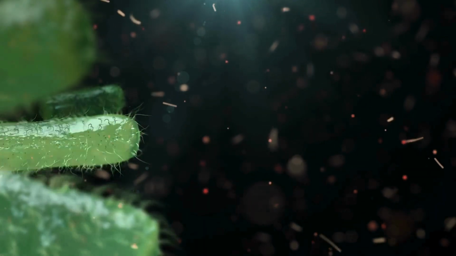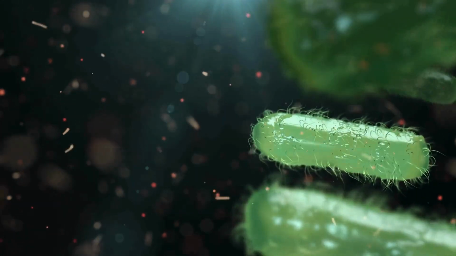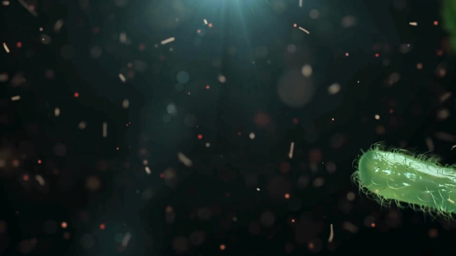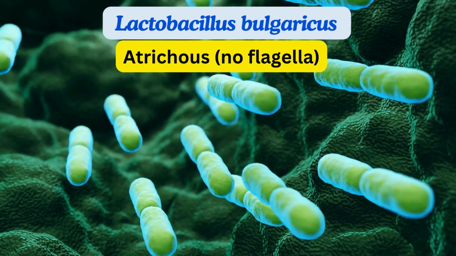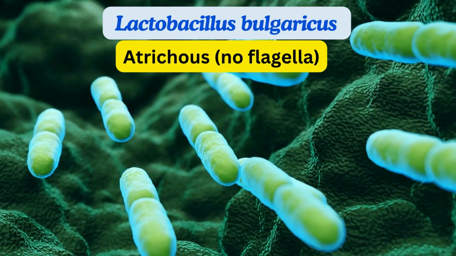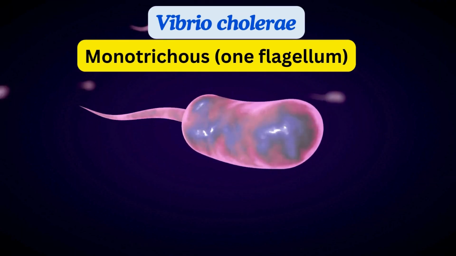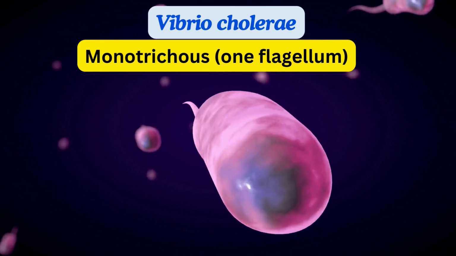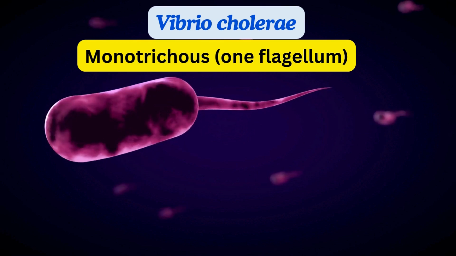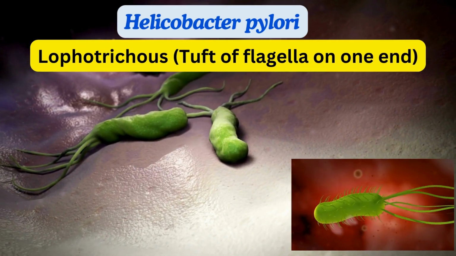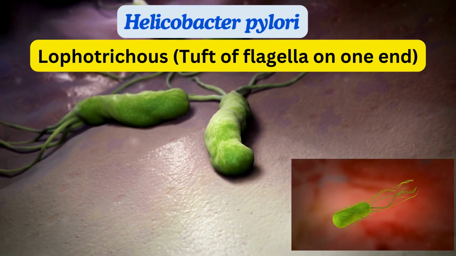On the basis of the presence of flagella, the pattern of arrangement of flagella, and the number of flagella present, bacteria are classified into different taxonomic groups. Atrichous means bacteria are without any flagella. When a single polar flagellum is present, the condition is known as monotrichous. If a tuft of flagella is present only at one pole of the bacteria, then these are lophotrichous.